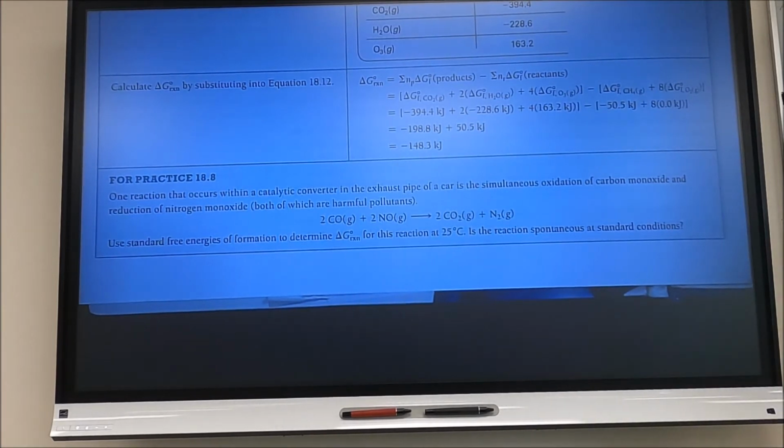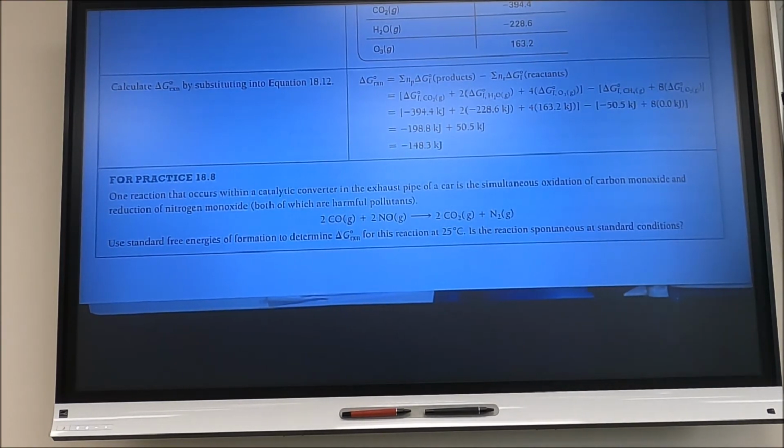I'm going to write the reaction so that we can work with it. I've got 2 carbon monoxide gas plus 2 nitrogen monoxide gas going to 2 carbon dioxide gas and nitrogen gas. Okay, so that's our reaction.